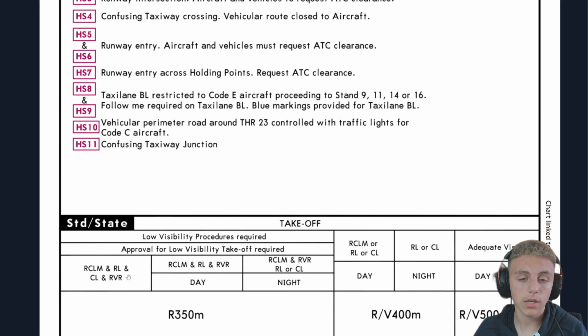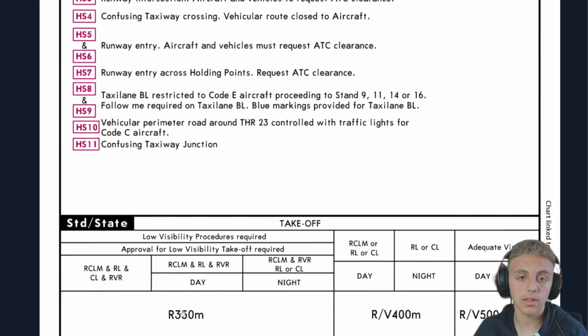Over here, if you have runway centerline markings, runway lighting, and centerline lightings, and proper RVR, you can take off even if it's day and night. If it's day, you have to have runway centerline markings, runway lightings, and RVR, and if it's night, runway centerline markings and RVR, and you have to have runway lightings or centerline lighting. That's it for the takeoff minimums.